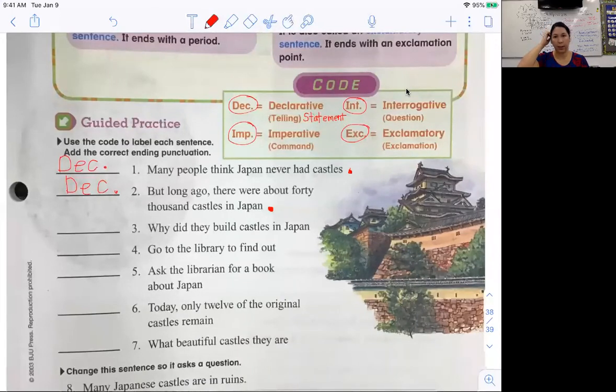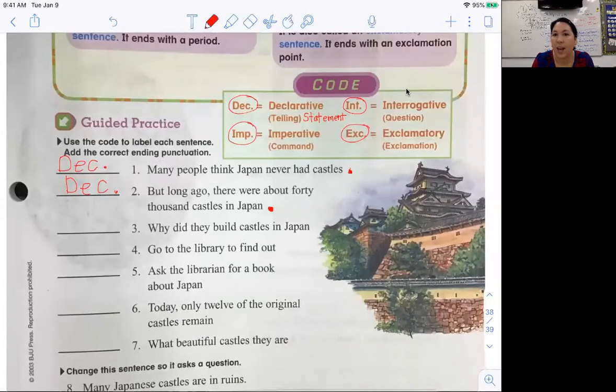See if it's another declarative. Why did they build castles in Japan? You can kind of tell how I read it, right? What kind of sentence is that, guys? Is it declarative? Is it giving us a statement? No, it's asking us a question, right? Why did they build castles in Japan?